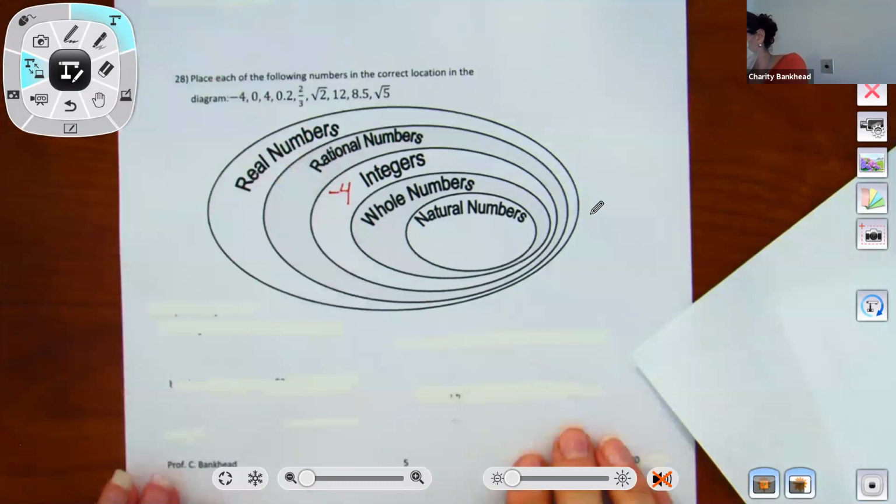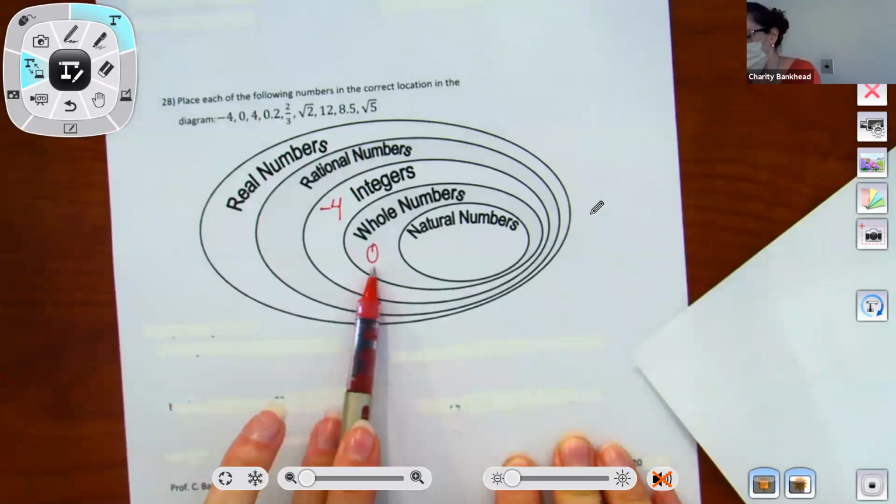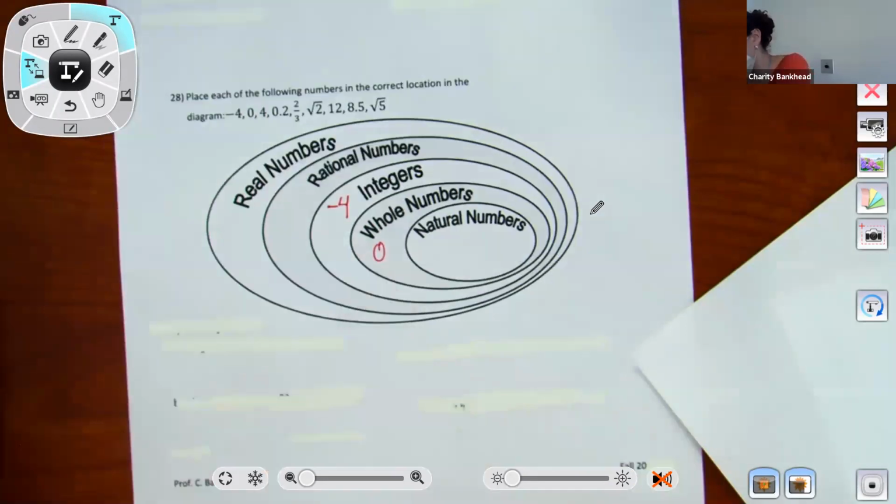And imagine 0 is the only number that would go in this section because it's the only number that is a whole number, but it's not a natural number. Okay. And +4 is all of those, including a natural number. So it goes there. 0.2 is a real number and a rational number, but it's not an integer. So it goes in there.